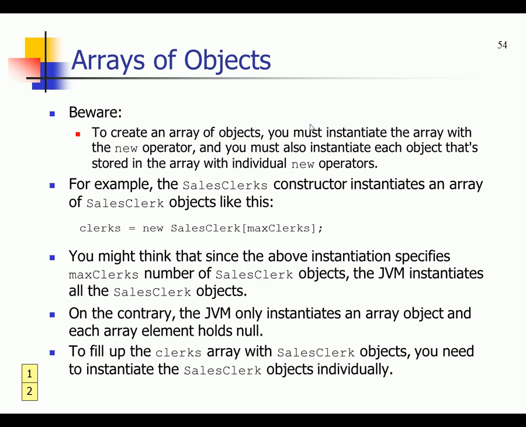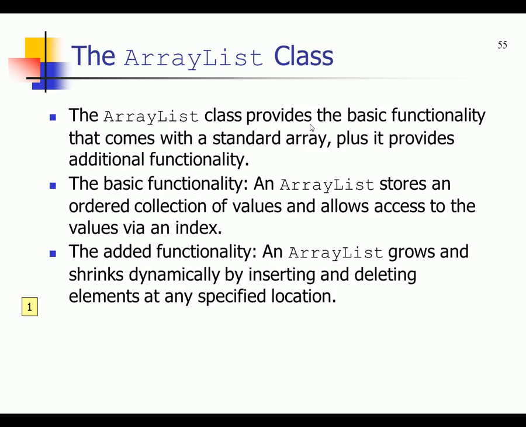All right, you might think that since the above specifies the max clerks, it automatically does it. It says the JVM only instantiates the array object, and each array element holds null. So if they're an object, you have to instantiate them if you want all the other components of it. Now, ArrayList is the part you need to work on your next program with.